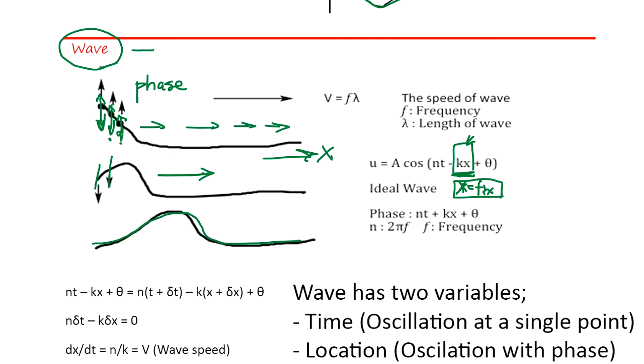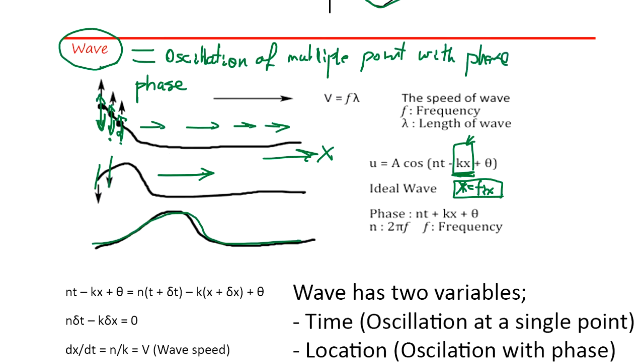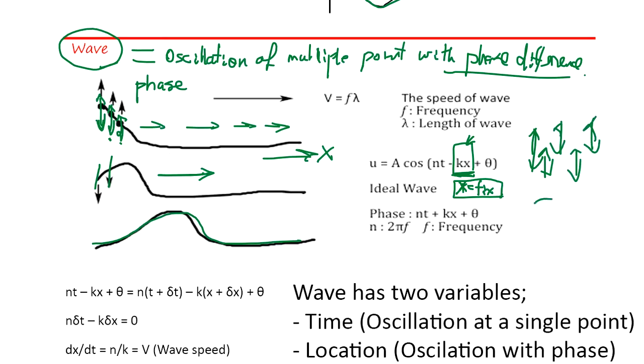So a wave is oscillation of multiple points with phase difference. If the phase is not coordinated well, it doesn't look like a wave. It's going to be random oscillation, like beans jumping up and down in a playing field, and that doesn't look like a wave.